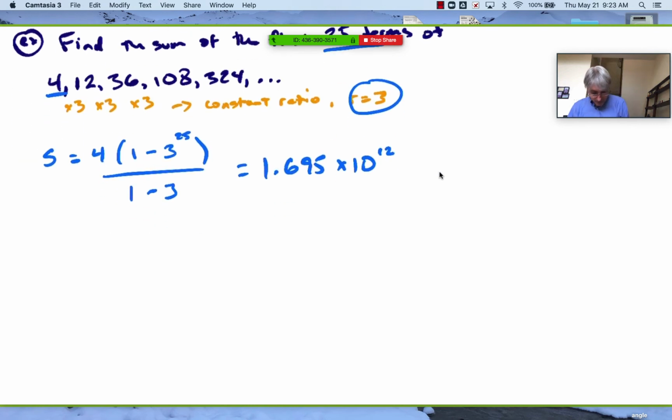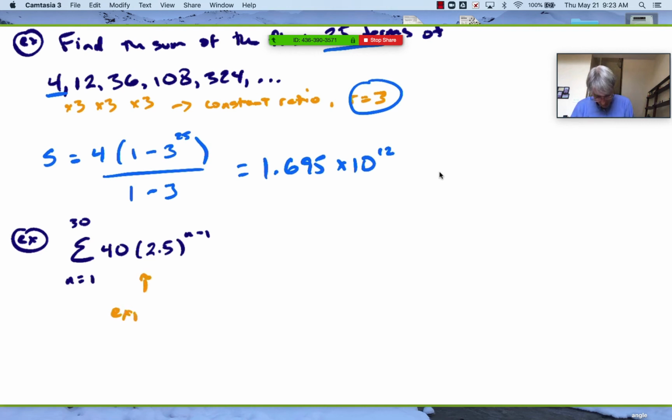An alternative way that a problem like this could be asked is using this idea of sigma notation. This one's hidden a little bit. If you recognize that exponential function here, that's always going to imply geometric.